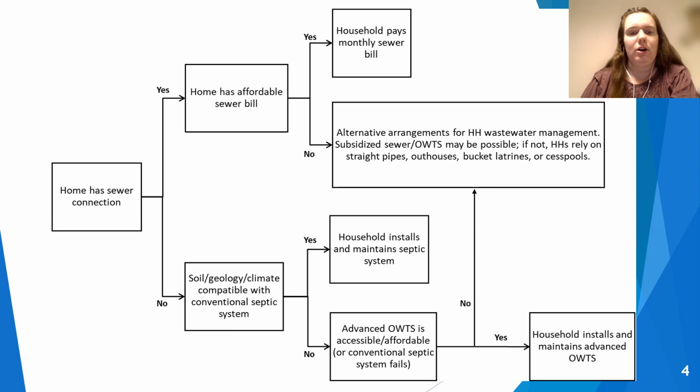If the property that the house is located on isn't compatible with a conventional septic system, then an advanced system will need to be installed. These typically cost $5,000 or more, sometimes up to $20,000 to $30,000, depending on the site conditions for a specific home. And if a household is able to afford that system, then they install it. And if not, then you end up back in the box where households are relying on unsafely managed sanitation access.